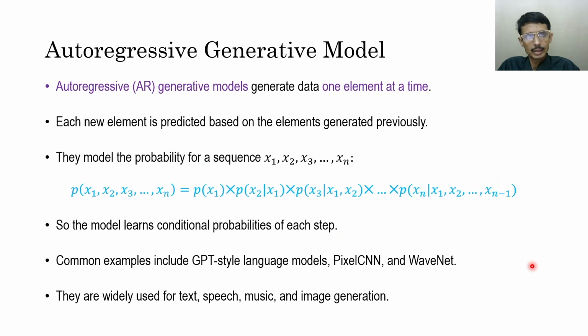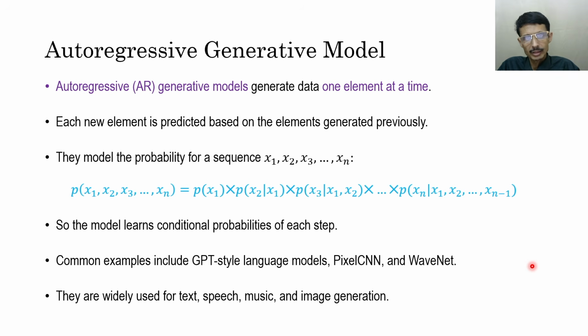In this lecture, we are mainly focusing on autoregressive models. First, we start with the fully visible belief network. Then we discuss two major networks, PixelCNN and PixelRNN, which are of the autoregressive type. Today, we'll start with the autoregressive generative model.